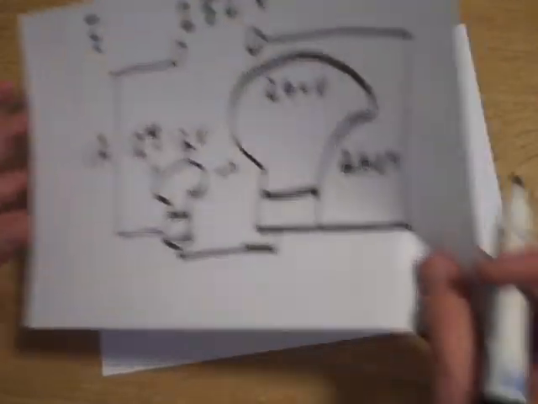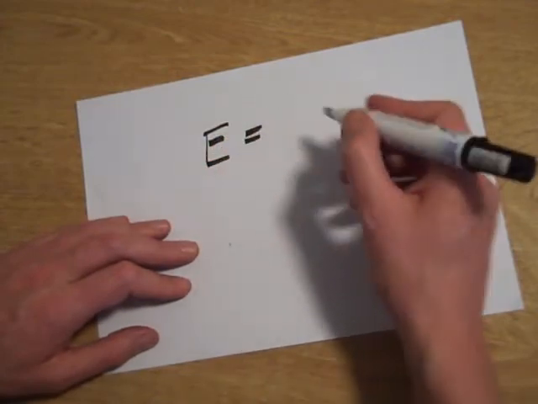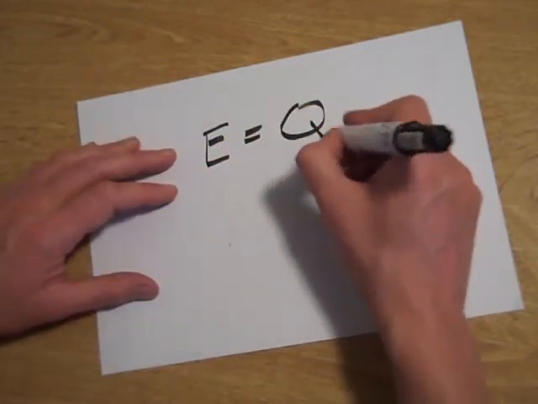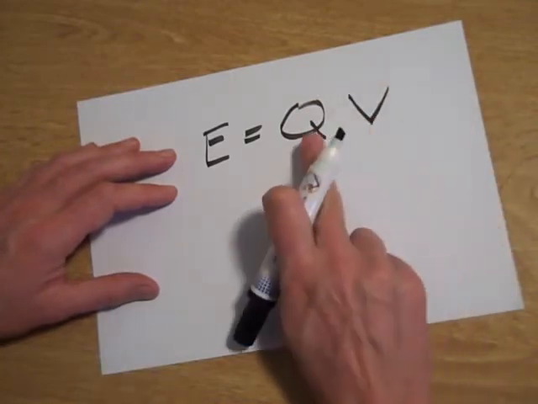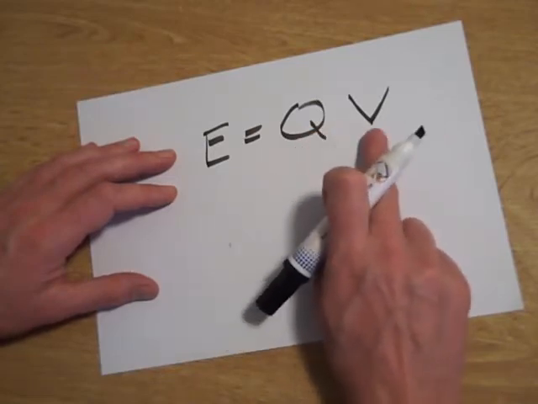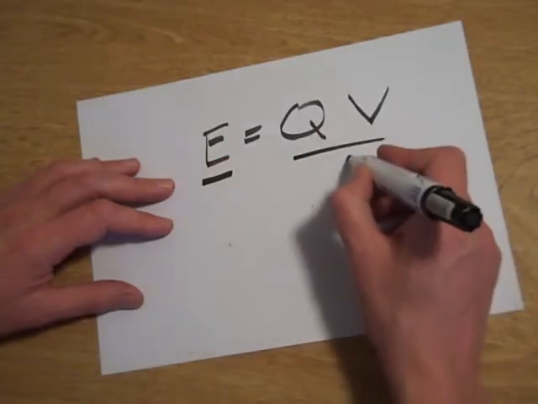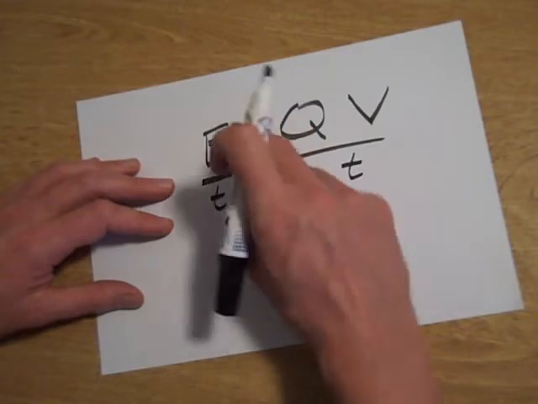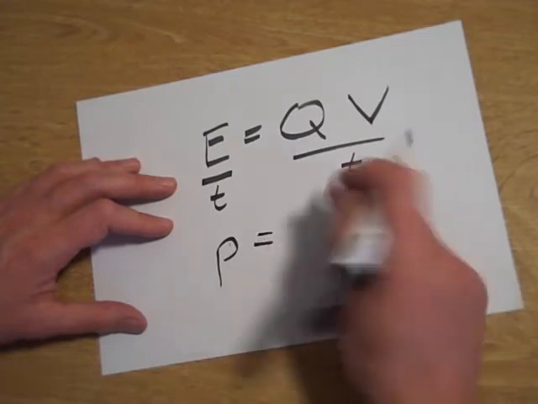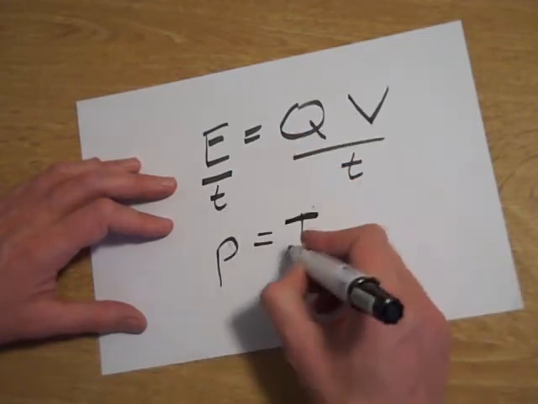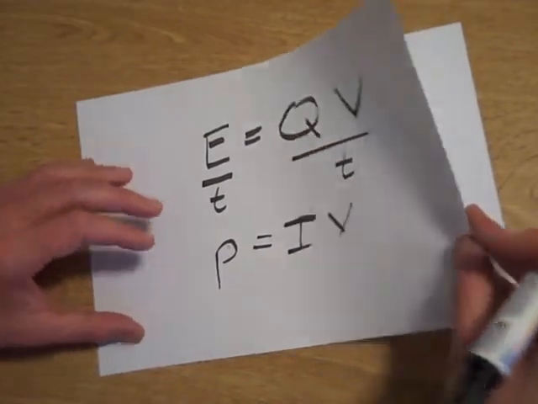That leads us to a couple of simple equations. The energy transferred in a circuit is equal to the charge multiplied by the voltage. This is the number of joules per coulomb. This is the number of coulombs. So if you multiply them together, it gives you the amount of energy transferred. If we divide both sides by time, energy divided by time is power, and charge divided by time is current. So the power of an electrical component is equal to the current multiplied by the voltage.